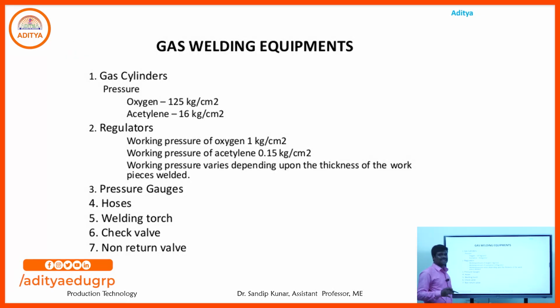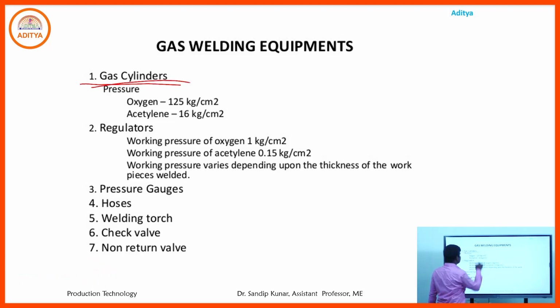In case of gas welding, what are the gas welding equipments? First one, gas cylinders. In the gas cylinder, for oxygen we maintain the pressure near about 125 kg per square cm. In case of acetylene, we maintain the pressure 16 kg per square cm. What are the regulators? Working pressure of the oxygen is 1 kg per square cm, working pressure of the acetylene is 0.15 kg per square cm.